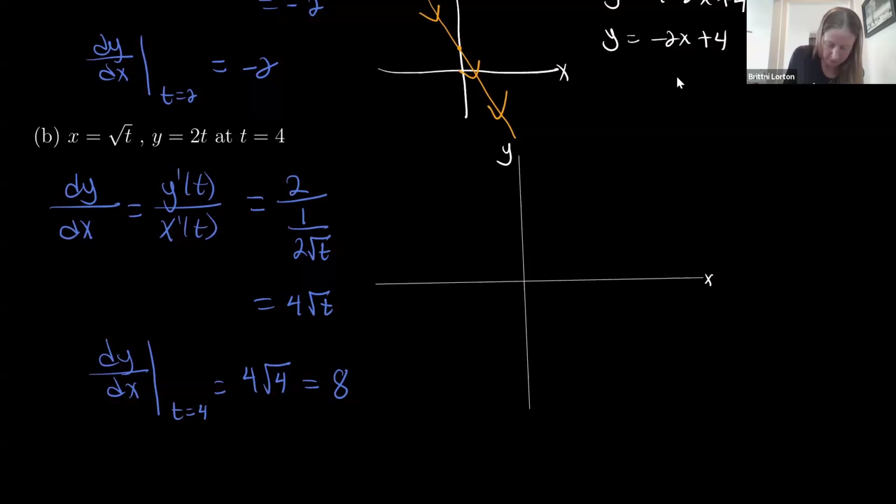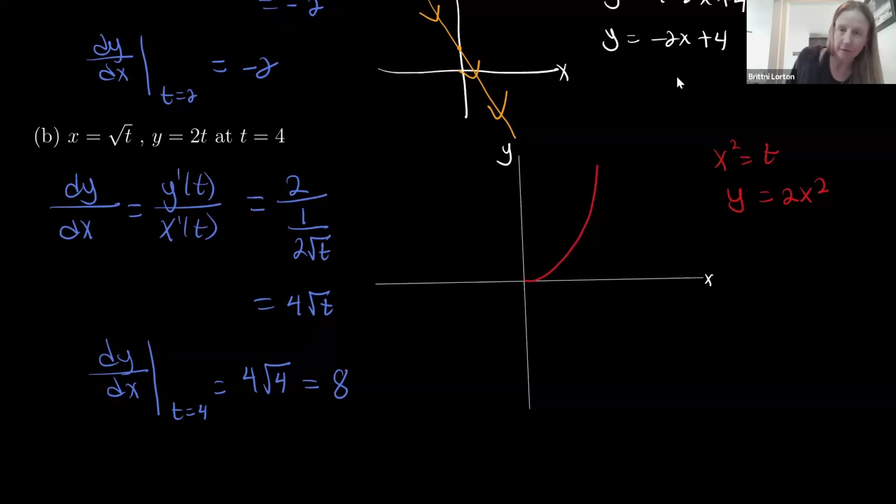So let's graph this. Hopefully we can see from that set of parametric equations, I'll do that off to the side over here so we can see it. x squared is equal to t, so that means y is equal to 2 times x squared. So here is my parabola, but you can see that x only can be positive because of that square root. Either way, here's the direction of travel. Here's the graph.